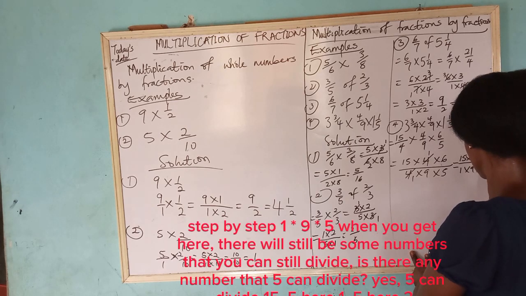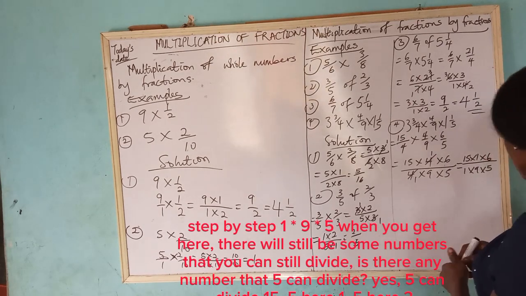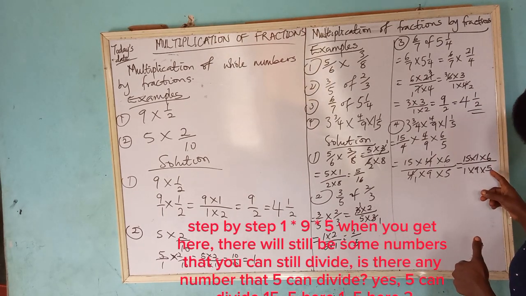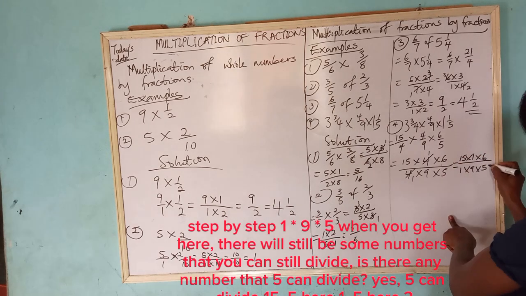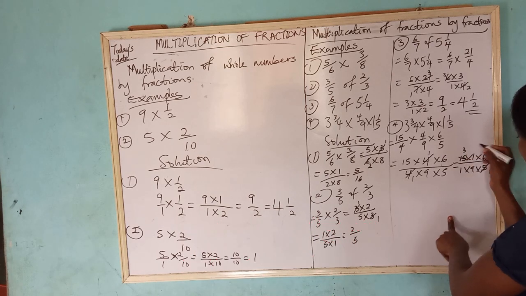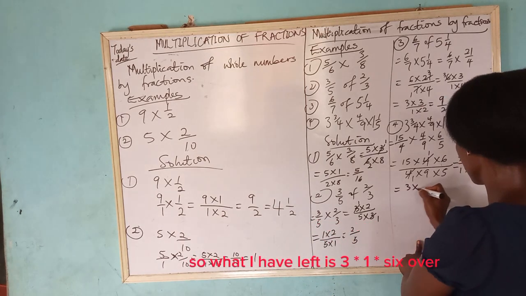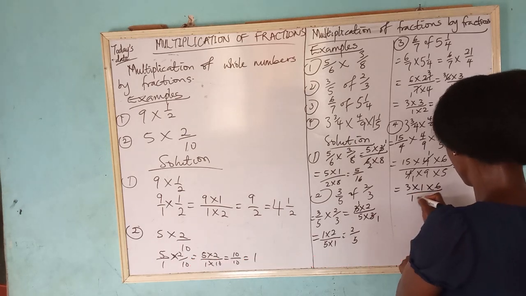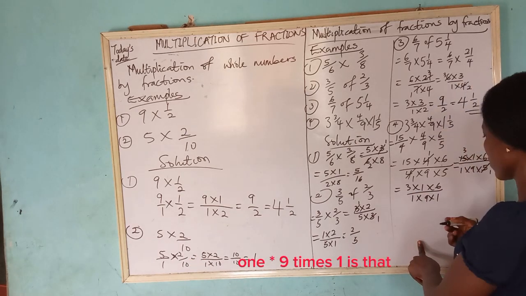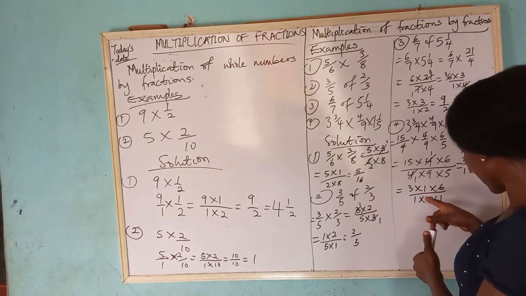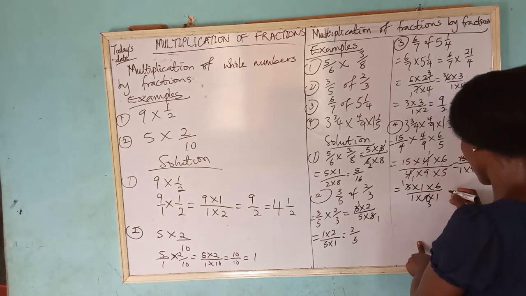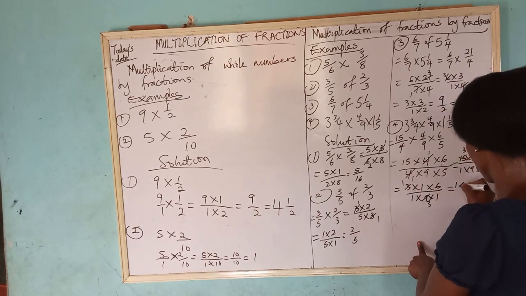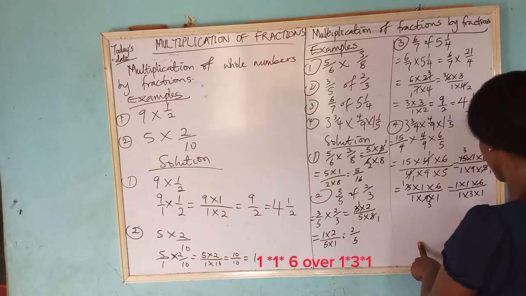1 times 9 times 5. When you get it, there will still be some numbers like 5. 5 can divide 5. But is there any number for that 5? Yes, 5 can go inside 15. 5 here 1, 5 here 3. So what I have left is 3 times 1 times 6 over 1 times 9 times 1. I can still see numbers. 9 is here, 3 can still go inside 9. 3 here 1, 3 here 3. What I have left is 1 times 1 times 6 over 1 times 3 times 1.